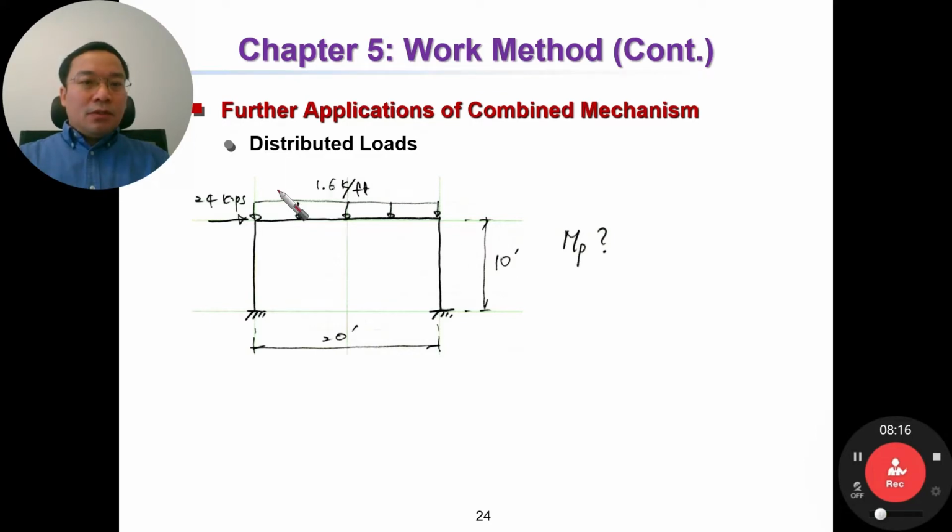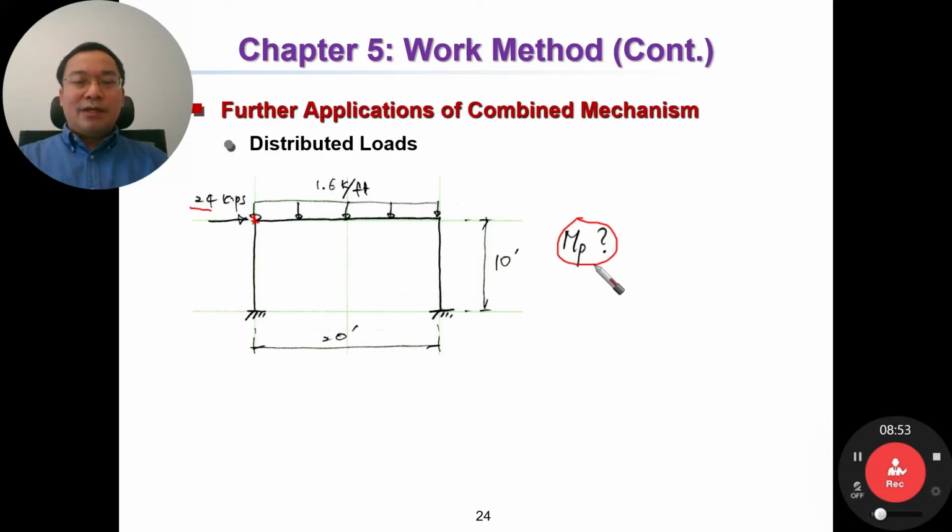The load here on the beam is a distributed load of 1.6 kg per feet. And the load at this point is a horizontal load, 24 kgs. Now we have to determine MP, the required MP. It means it is a design problem.